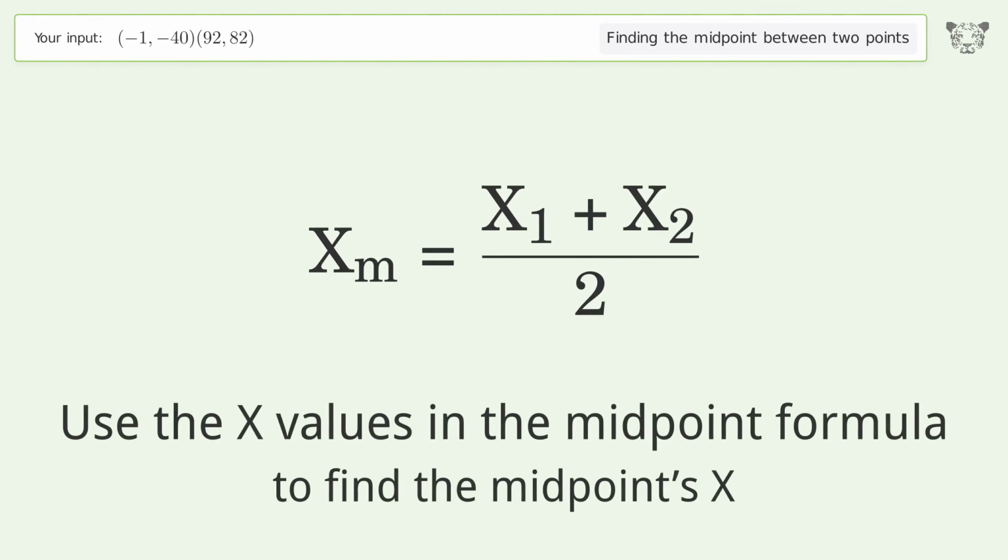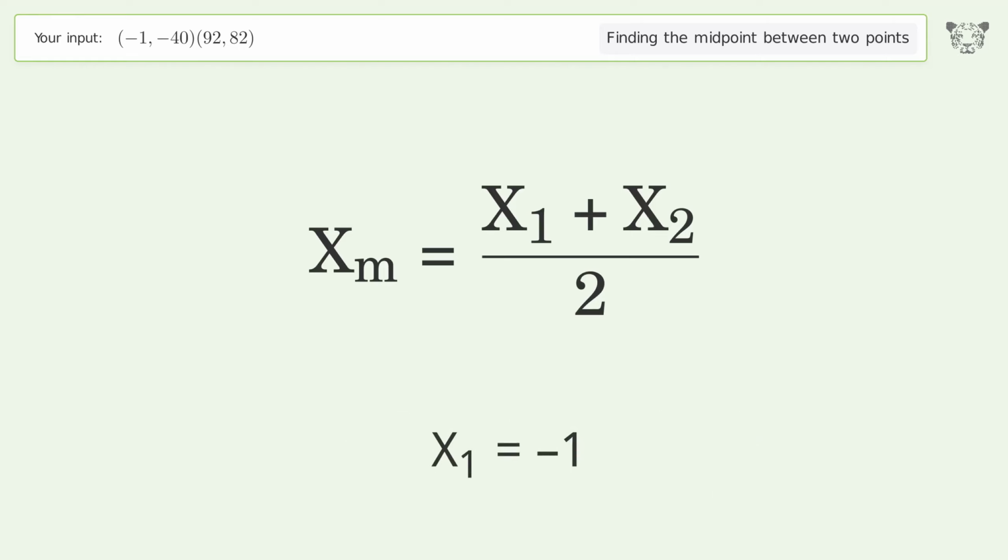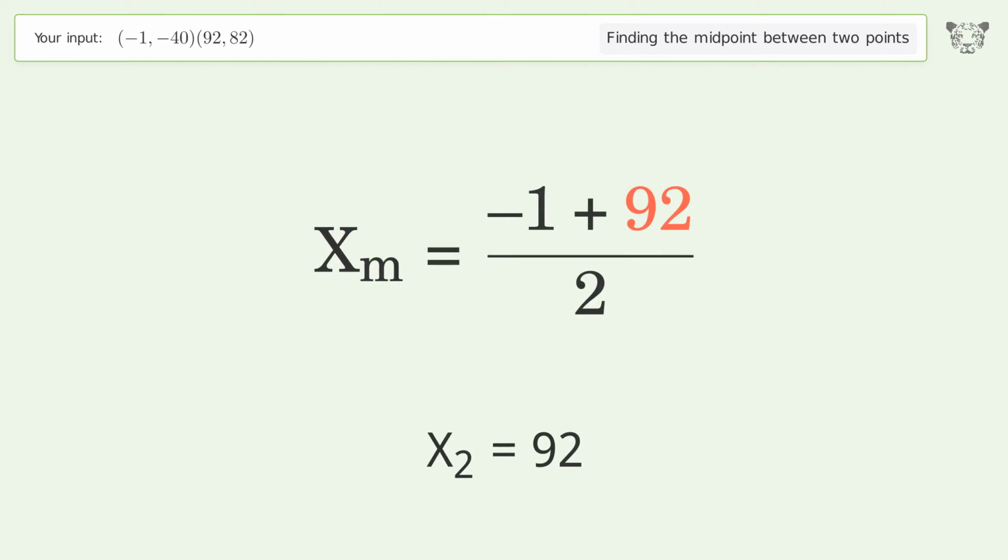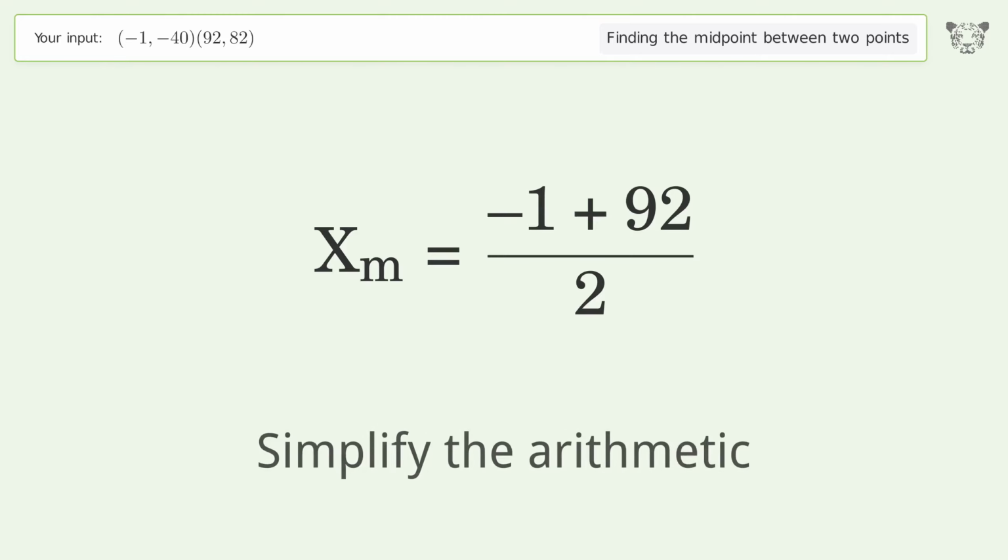Use the x values in the midpoint formula to find the midpoint's x. x1 equals -1. x2 equals 92. Simplify the arithmetic.